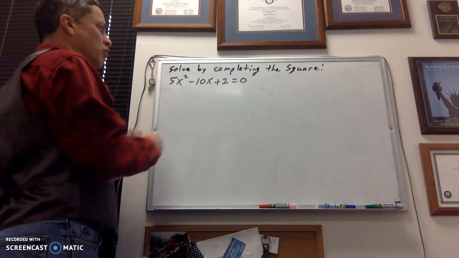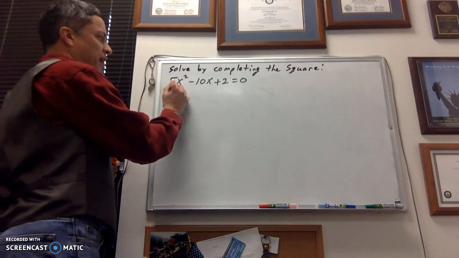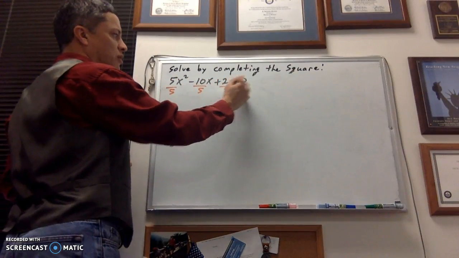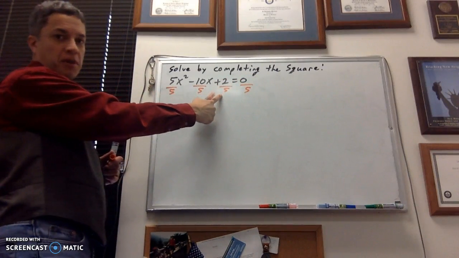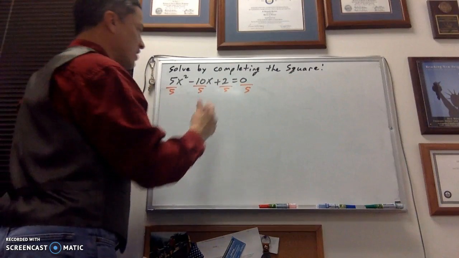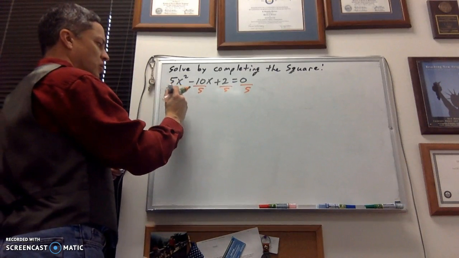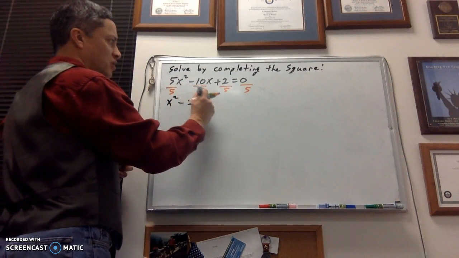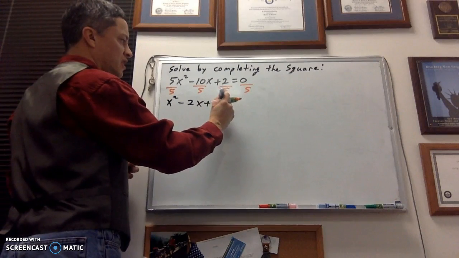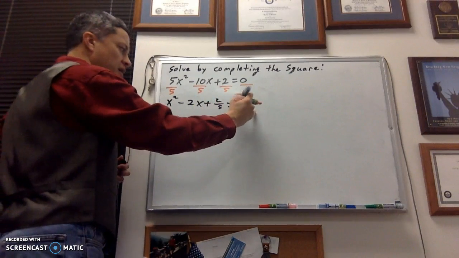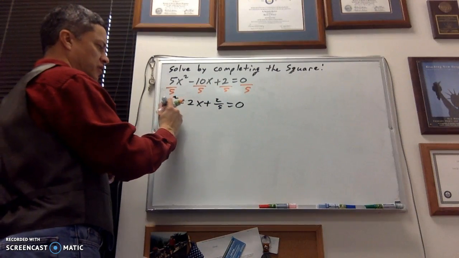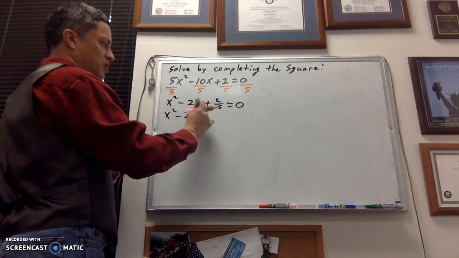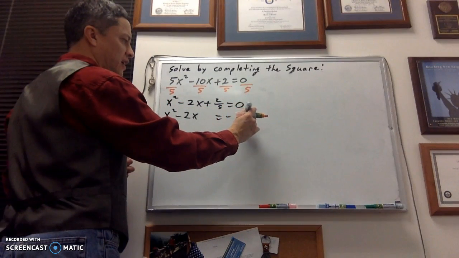Alright, because my leading coefficient needs to be a 1, so I'm going to divide by 5 to all 4 terms. That's going to be my problem right there. I'm going to have a fraction that I have to contend with. So we're going to be looking at x squared minus 2x plus 2/5 equals 0. I'll pull that 2/5 over to the other side, so x squared minus 2x equals negative 2/5.